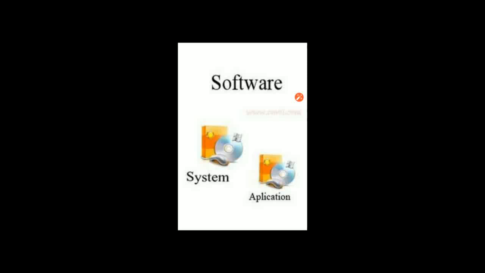What are the system software? Operating system is a system software. Language processor is a system software. They are helping the computer. Next, what is application software? It's not helping the computer, it's helping us. That means it's helping the users. It works as per the user's instruction.